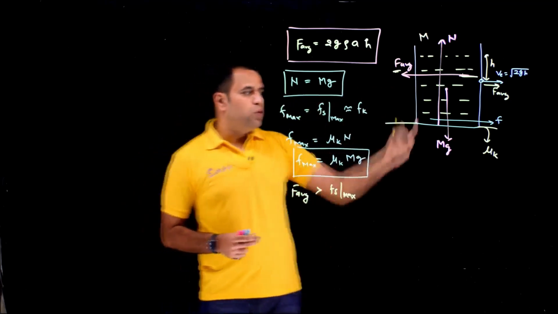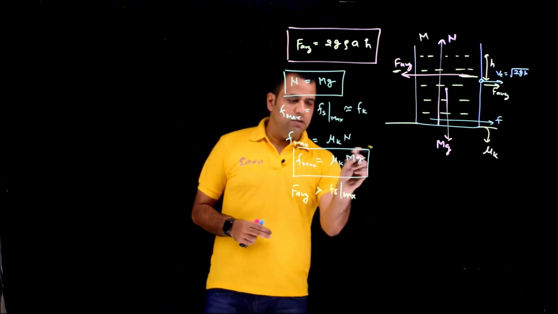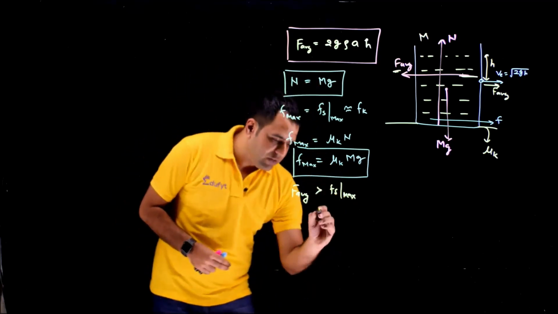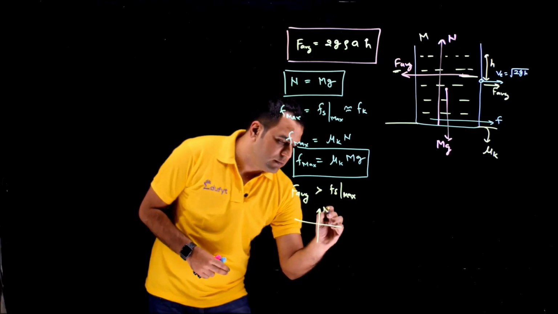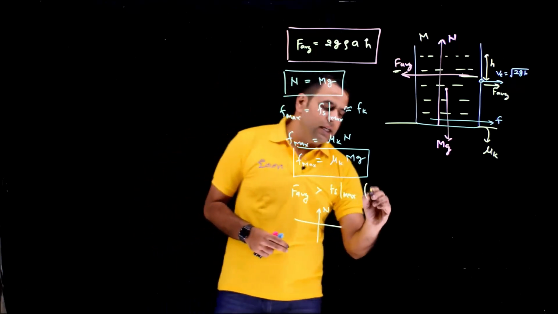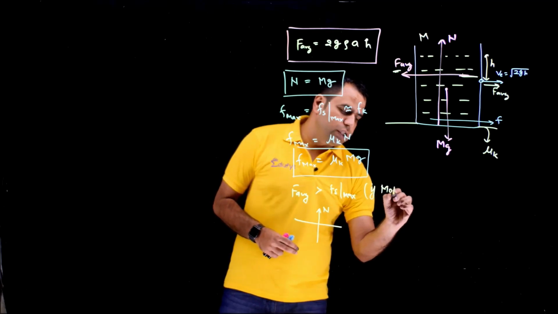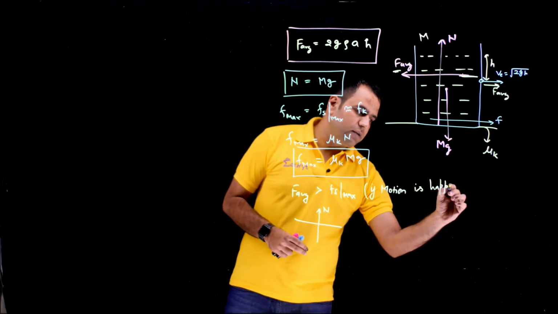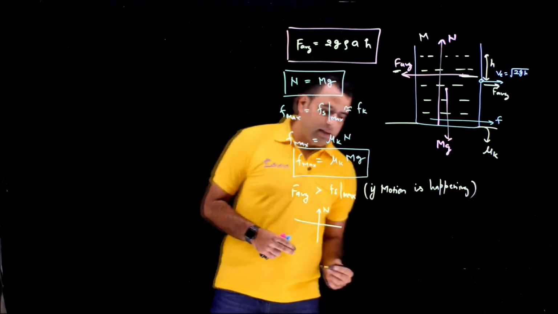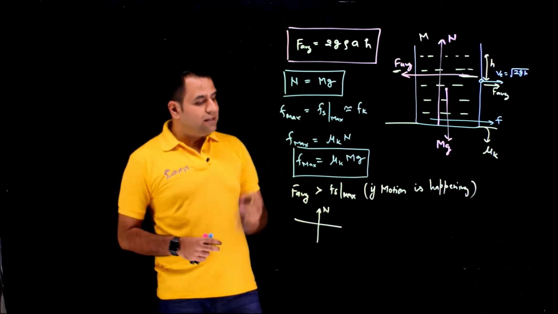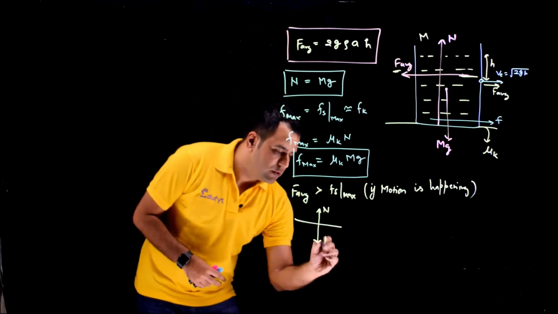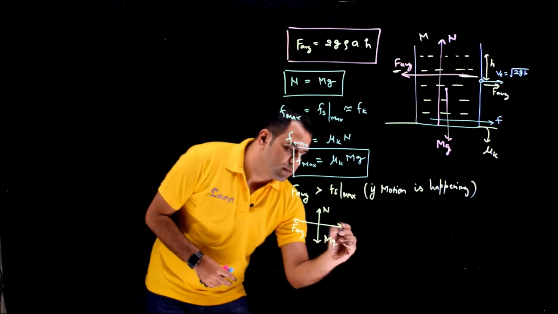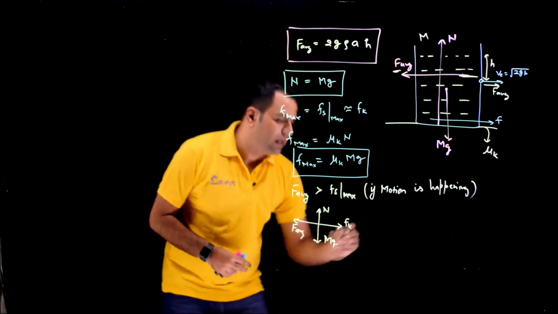If this F average is more than Fs max, which is equal to mu times Mg, in that case motion will happen. In that case, if I make the FBD of the system, considering that motion is happening, capital Mg will be acting downward, F average impulsive force will be acting in the forward direction, and Fk will be acting in the backward direction.